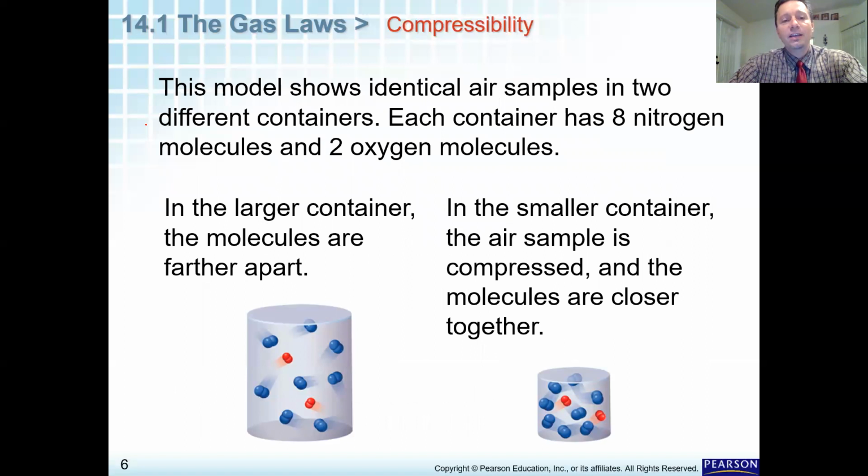So here is a little bit of an idea. You have 8 nitrogen and you have 2 oxygen. You see the oxygen here in red, and then you have the 8 blue, which is the nitrogen. They're in a large container. They're bouncing back and forth. That's what gases do.